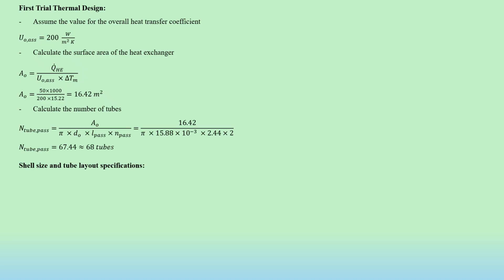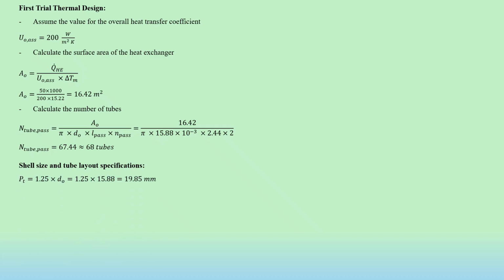meter square. And we may reflect that on the number of tubes per pass to be A naught divided by pi D naught L sub pass times number of tube passes. Then we will get number of tubes, 68 tubes.